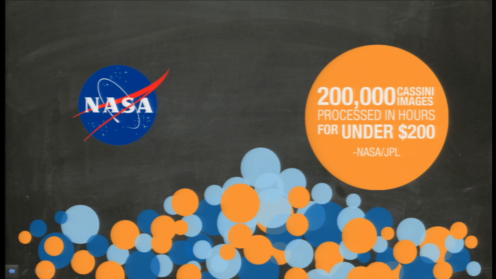On a similar note, NASA, on the time versus cost trade-off, were able to process a bunch of images in a very short amount of time, 200,000 images in a matter of hours instead of 15 days. So the cost differences allow them to change the equation on how they do work, and they could do this massively parallel work.